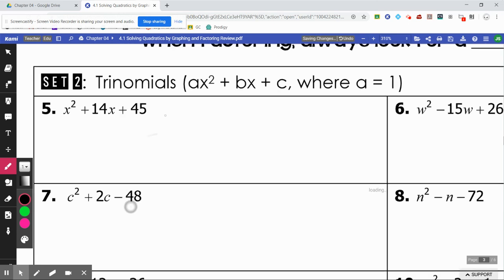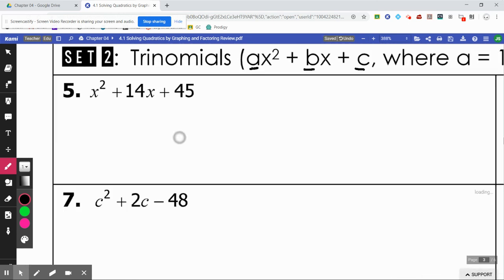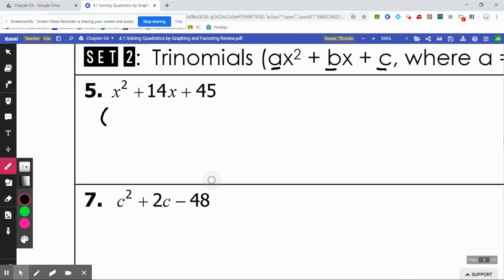So quadratic trinomials, let's zoom in here, 2 sets of parentheses. First off, what multiplies give you x squared? It'll be an x and an x. And then you ask yourself, what 2 values add to give me 14, multiply to give me 45 would be a positive 9 and a positive 5, and that's it.